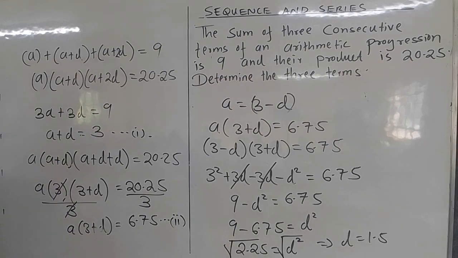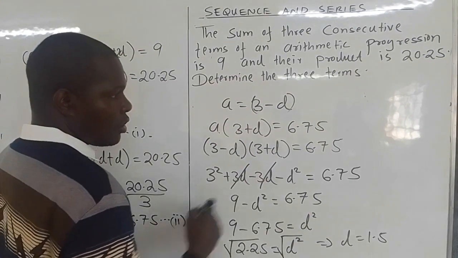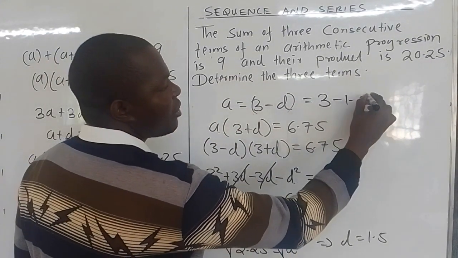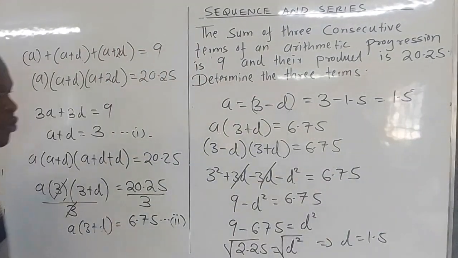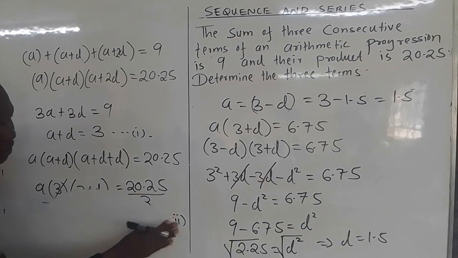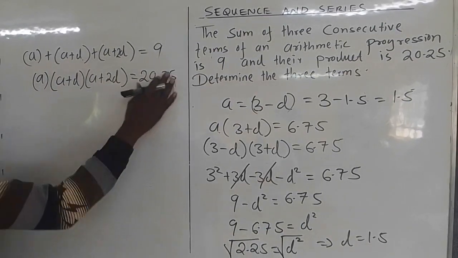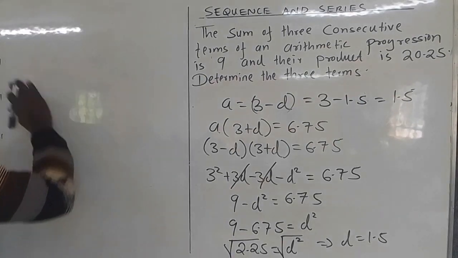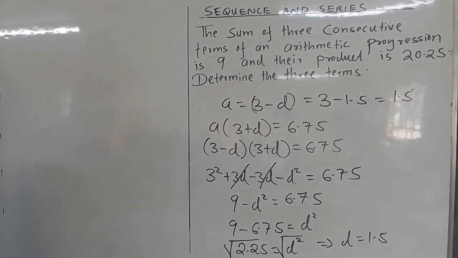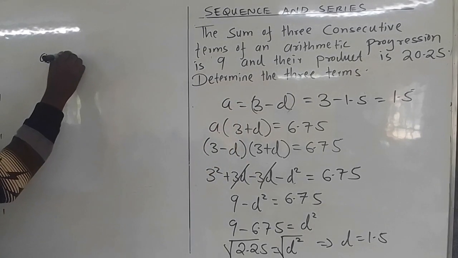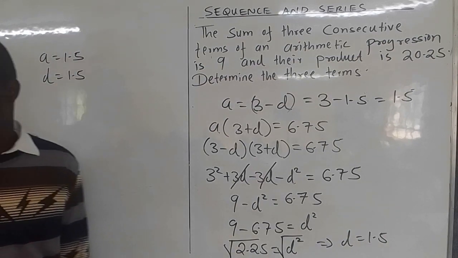So after getting D, can we now get A? A is 3 minus D, isn't it? 3 minus 1.5 is 1.5. So you found A and D. So you've seen how to solve simultaneous equations by making it in simplest form. So we have our A to be 1.5 and our D we've also found to be 1.5.